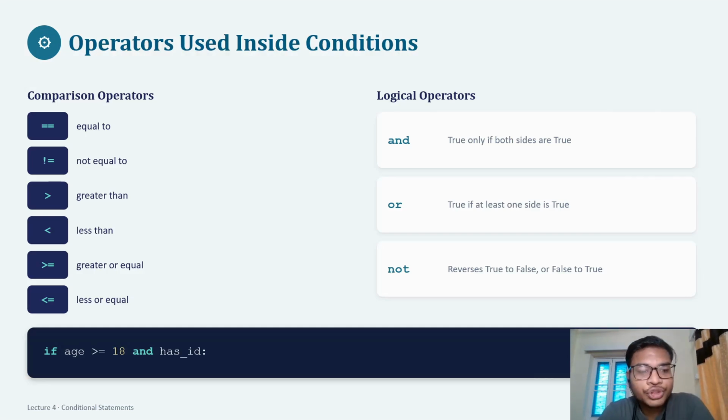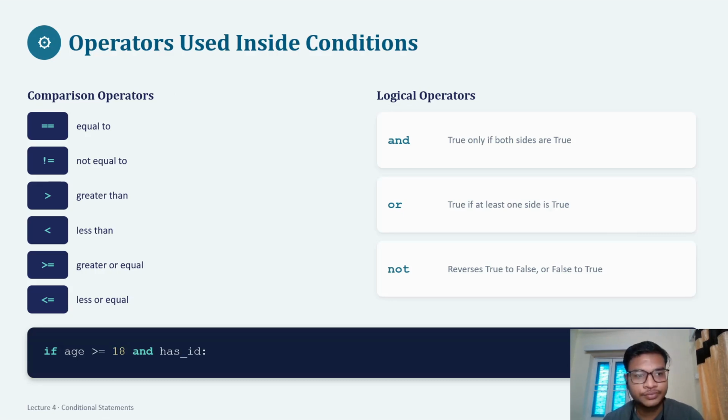So the most important thing here is the operators we use inside a condition. How do we use the operators? Okay, we have some comparison operators: double equal to, not equal to, greater than, less than, greater than or equal to, and less than or equal to.